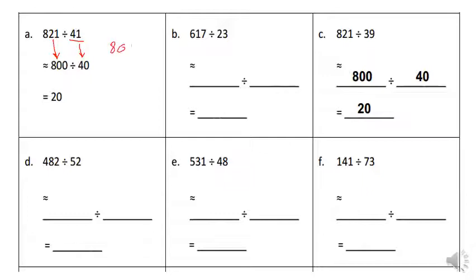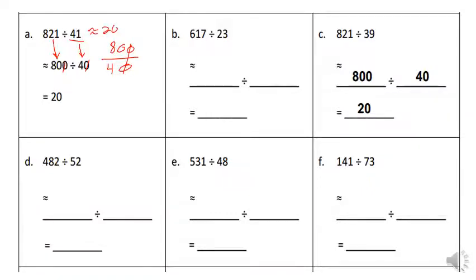I like writing it as a fraction, so that way I can line out the multiples of 10. Now I have 80 divided by 4. So 4 will go into 8 two times, and I have my multiple of 10. So we know this would be approximately 20.